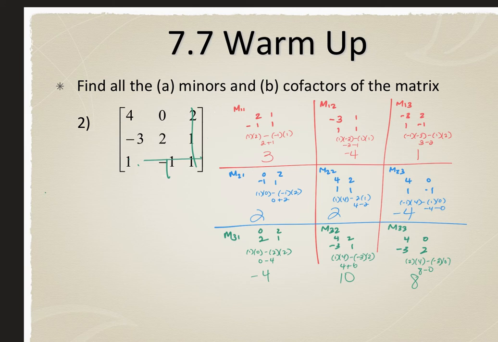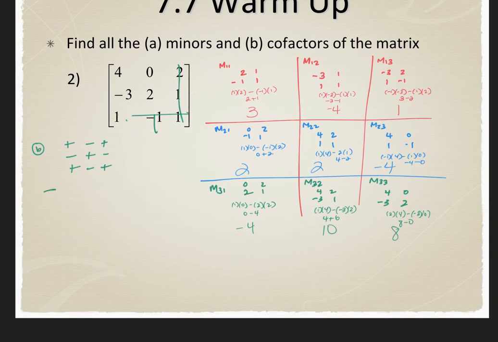And then for the cofactors, remember it's the north, south, east, west locations that you change the signs on. So based on that, I would keep the positive 3. I would change the negative 4 to positive 4. Keep the 1. Change the 2 to negative 2. Keep the 2. Change the negative 4 to 4. Keep the negative 4. Change the 10 to negative. And then keep the 8. So the cofactors should have looked like that.